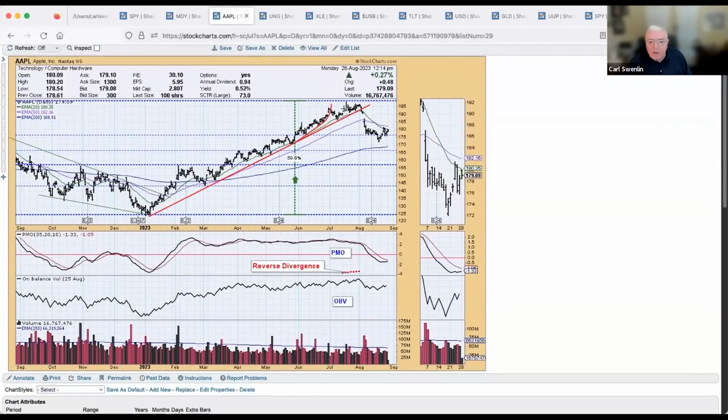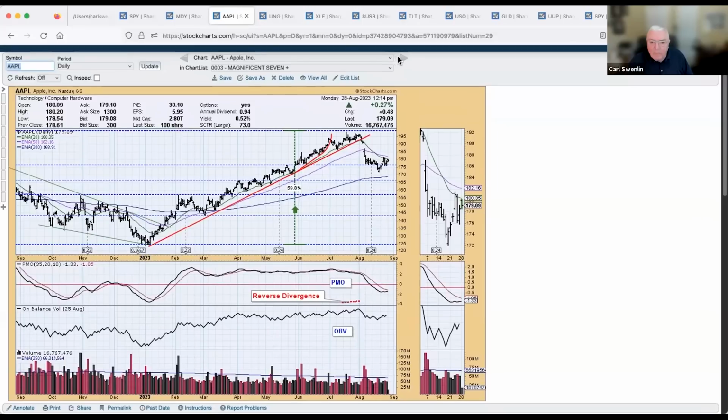Apple has really been correcting since the beginning of this month, and getting a little bit of a bounce here after this extreme low. But the PMO is not looking too healthy. And again, I think this group is going to be correcting downward for a month or two.